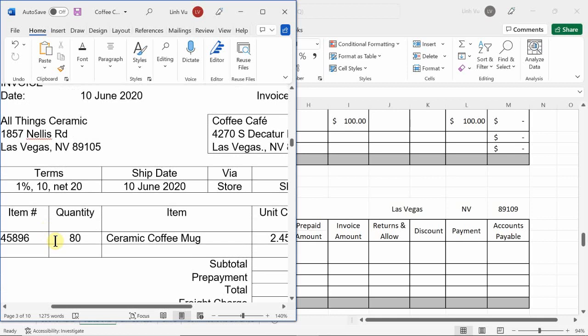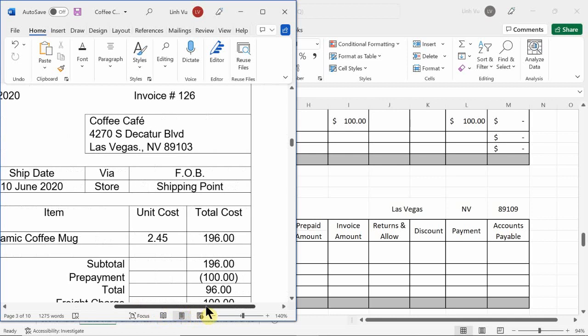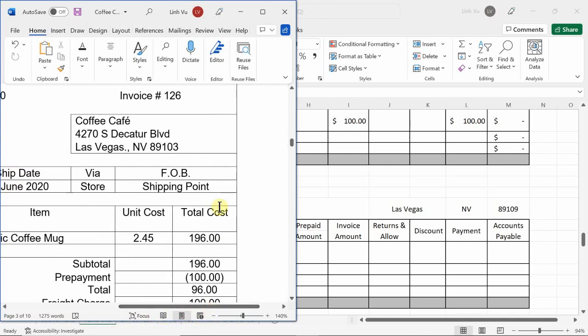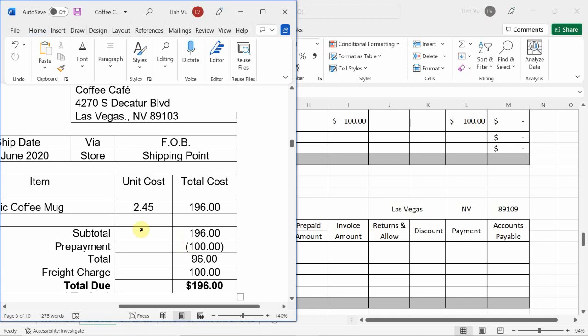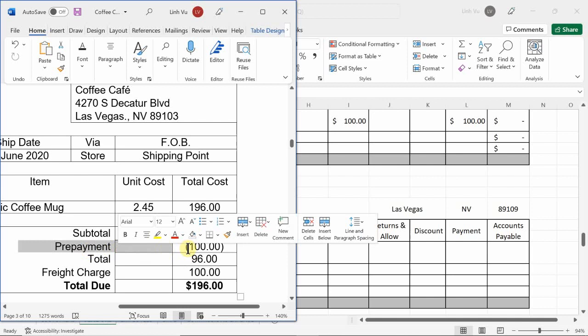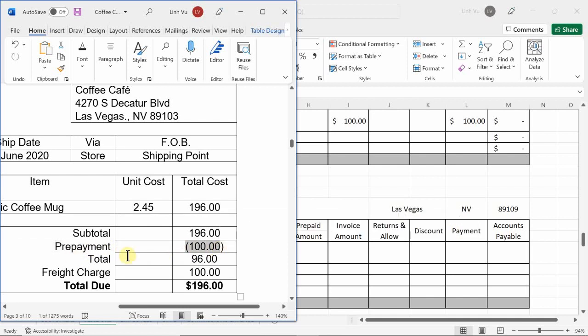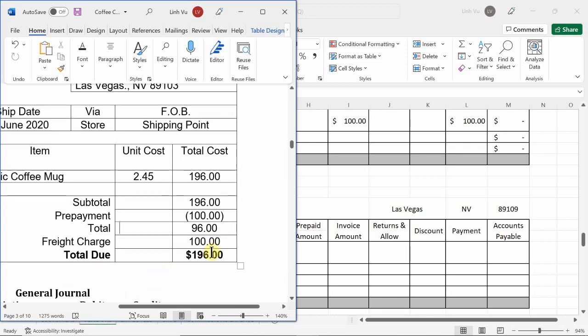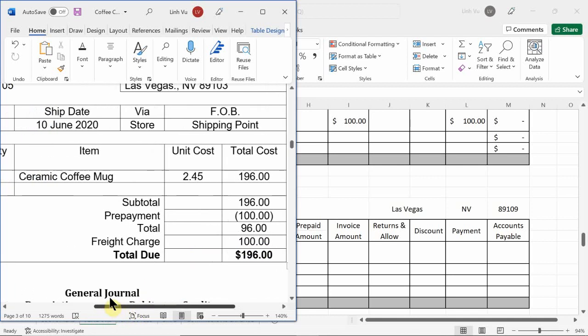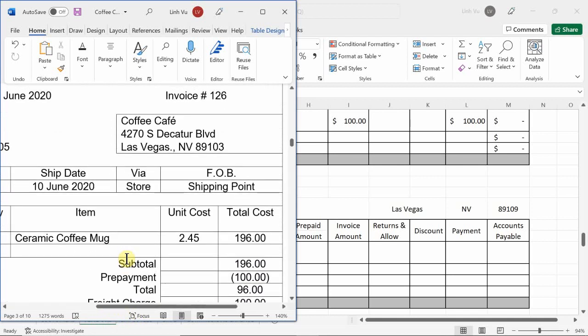We have bought a total of 80 ceramic coffee mugs. Okay, so here it is, 80 ceramic coffee mugs at $2.45 each, which gave us a total of $196. So subtotal was $196. We put a down payment, which took away $100. Okay, so that gave us a total of $96, but there was freight charges. So in this case, they charged us $100 of freight. So now we owe in grand total for this bill to be $196 even.